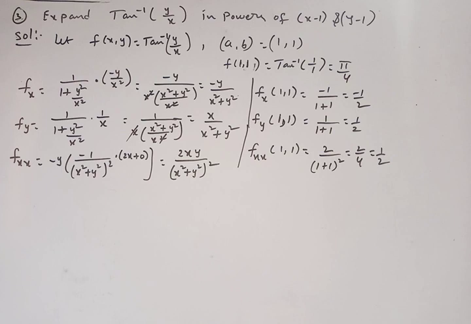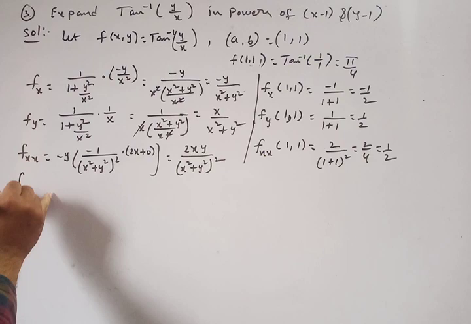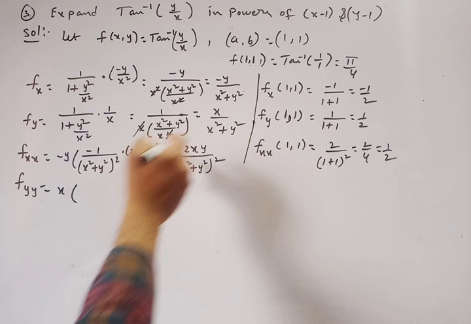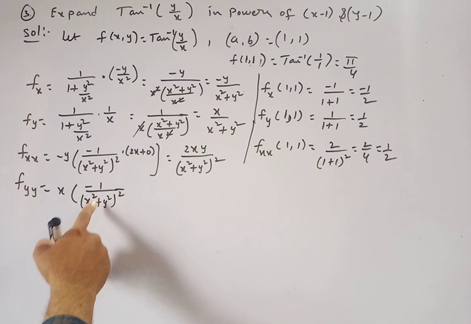Correct. Next, similarly, what we have to calculate? f double y. See here, fy is x by x square plus y square. This time x is constant, will stay outside. 1 by y will give you minus 1 by y whole square, means minus 1 by x square plus y square whole square. Chain rule differentiation of x square is 0, and y square is how much?